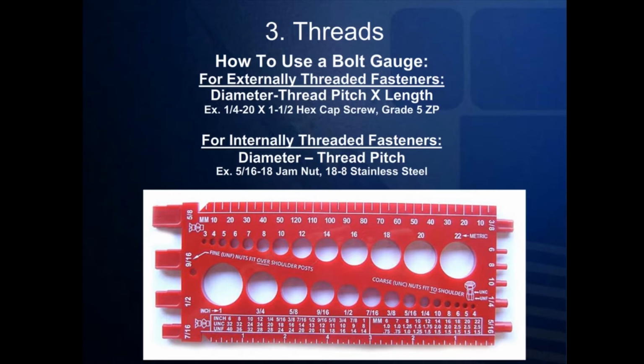Therefore, by using a bolt gauge, you should be able to properly identify most fasteners by their diameter, threads, and length. As you see in the example above, we would state a hex cap screw by its diameter, thread pitch, and length. So, a 1/4 inch, 20 threads per inch by 1.5 inch hex cap screw grade 5 zinc plated. Or, for the nut, you would say the diameter, the threads per inch, and then the type of product it is, like a 5/16, 18 threads per inch jam nut made of 18/8 stainless steel.